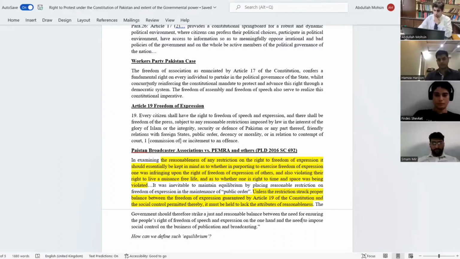So yeah, this was a brief description of the constitutional framework. Now I think Samam, you can take over.